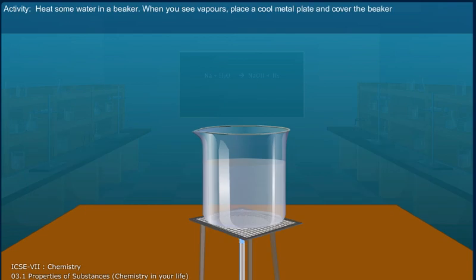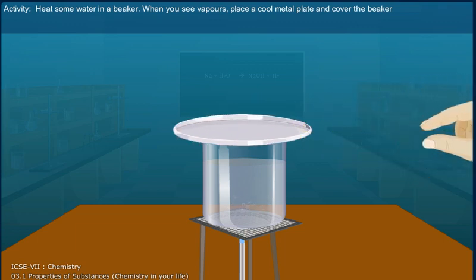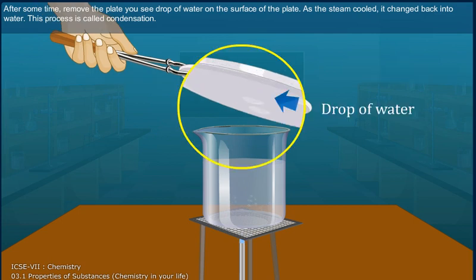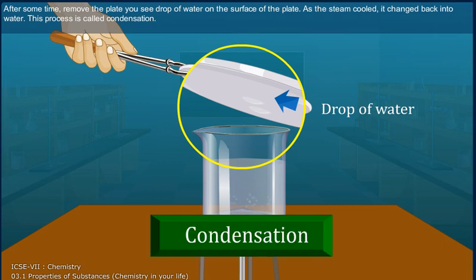Activity. Heat some water in a beaker. When you see vapors, place a cool metal plate and cover the beaker. After some time, remove the plate. You see droplets of water on the surface of the plate. As the steam cools, it changes back to water. This process is called condensation.